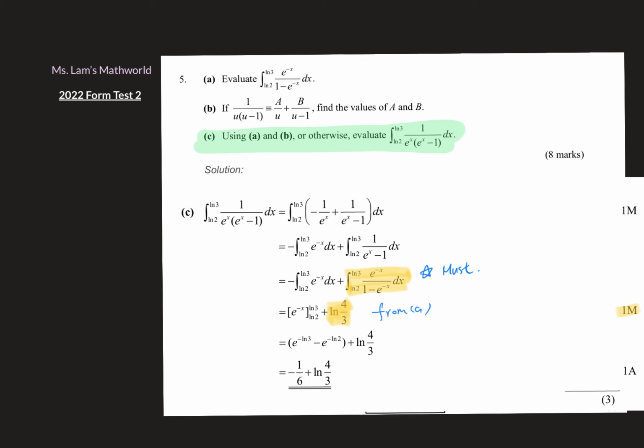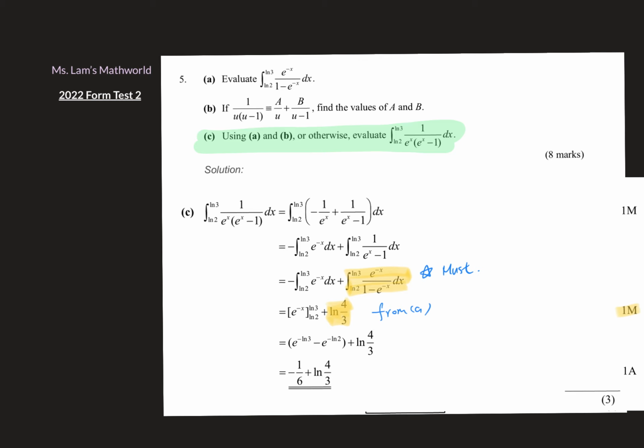Let's move on to Part C. In Part C, you are suggested to use A and B, the result of these two. It is possible to be otherwise, but of course it will be more troublesome to do so.